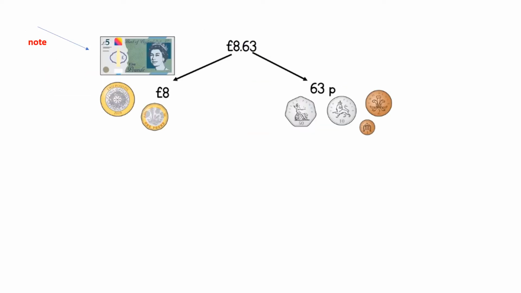Okay, over here we have £8 and 63 pence. Now if you want to partition this with the coins, you can have your £5, your £2 and your £1. And to partition the 63 pence, you have your 50 pence, you can have a 10 pence, 2 pence and 1 pence over here. Now, what is the value of each of these digits? Pause and have a think.